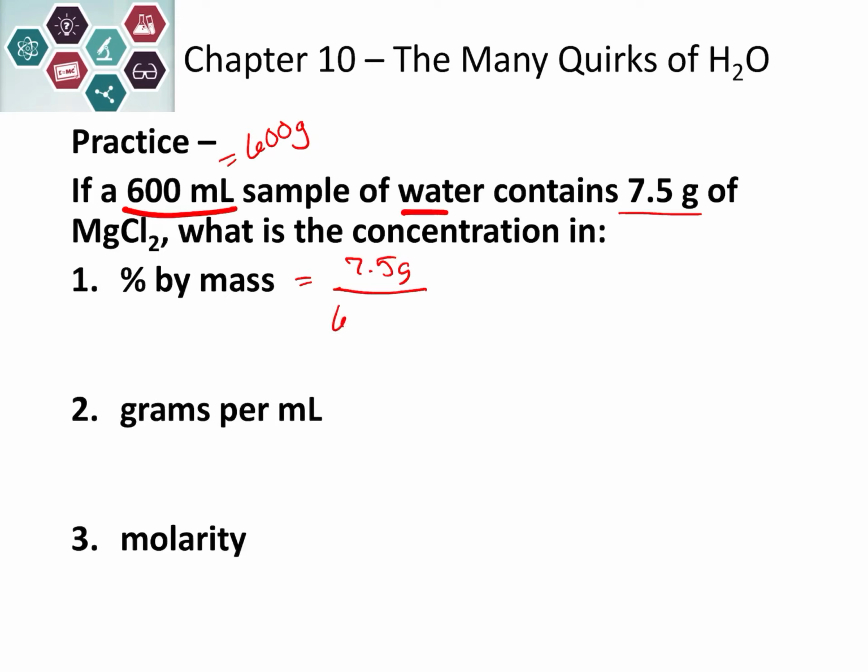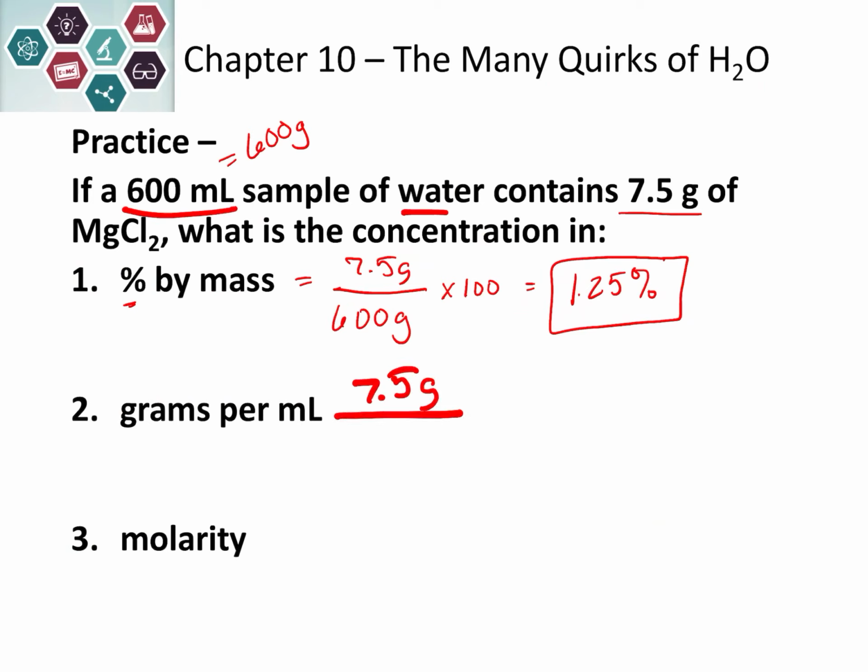So we'll take the 7.5 grams and divide it by 600 grams. For percentage, we multiply by 100. Our answer to this problem is 1.25%. For grams per milliliter, we're going to divide the 7.5 grams over the 600 milliliters. No factor to multiply by, so we get 0.0125 grams per milliliter.